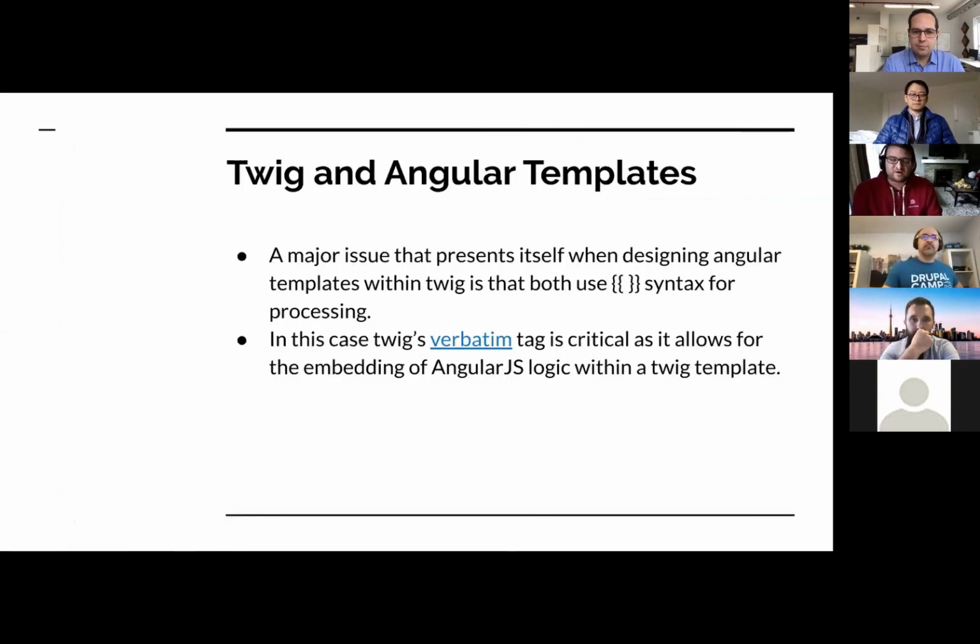So, like I've mentioned, a major issue when you're designing these templates is that Twig and Angular use the same syntax, which is curly braces, which is why this verbatim tag is critical. What verbatim does is say, okay, everything within this tag is what it's supposed to be, and we're not going to render anything on that. Once that's been placed onto the page, Angular can pick that up and start injecting its components as needed.